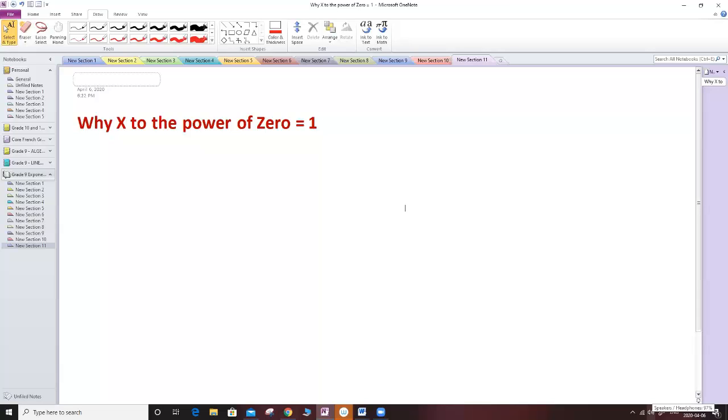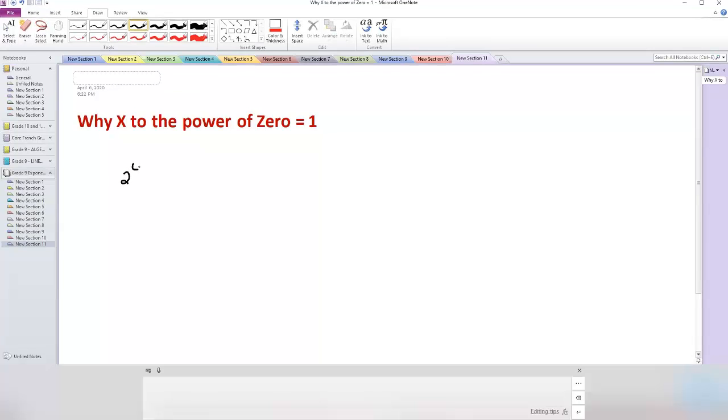Why is variable x to the power of 0 equal to 1? And actually, it's not only variable x. It's related to any number. If I have 2 to the power of 0, if you are using your calculator, you're going to find that the majority of the students think it's 0. Actually, it's only 1. And if I change this number to 5, 5 to the power of 0 is also 1.